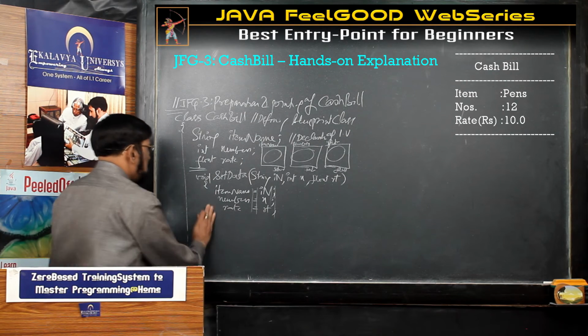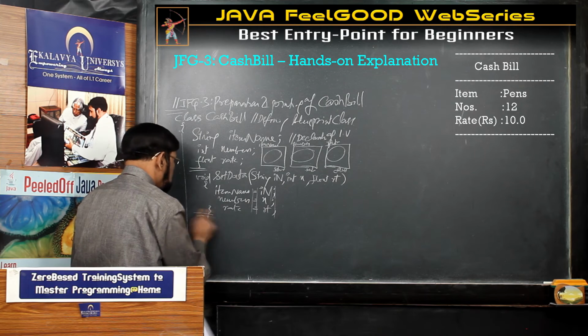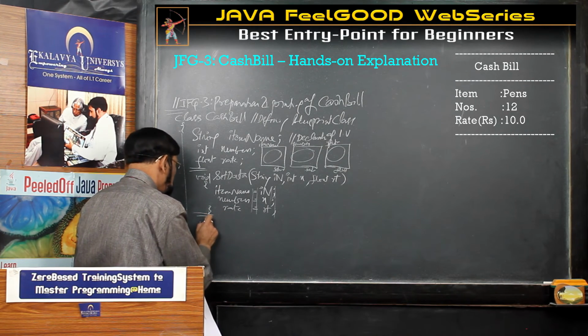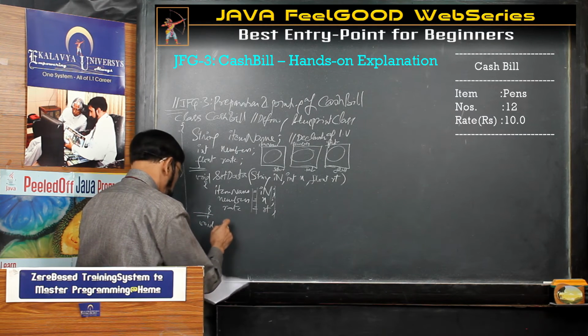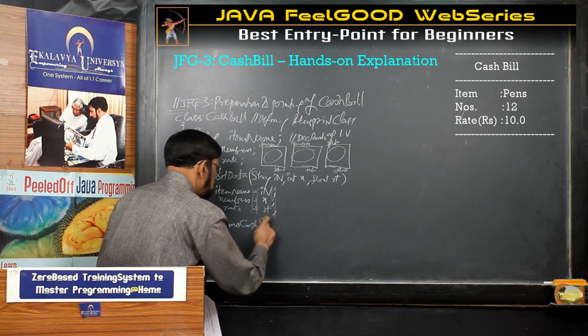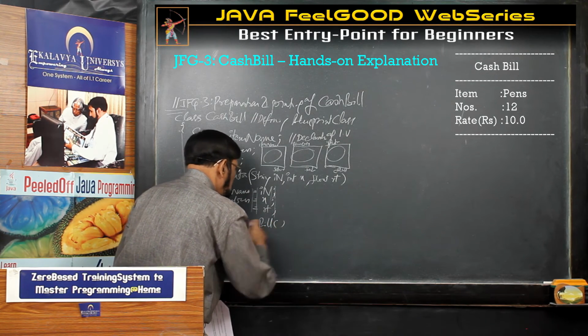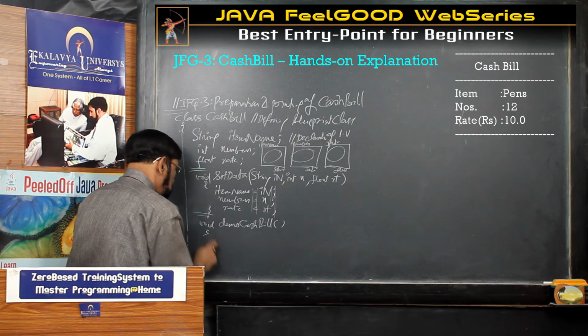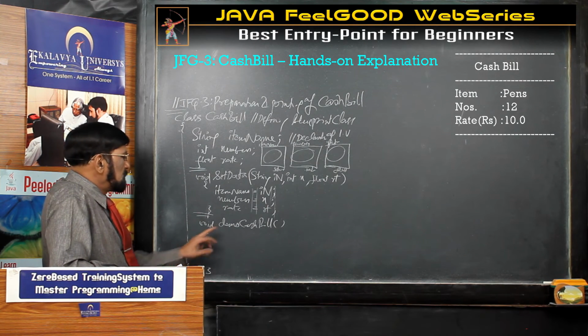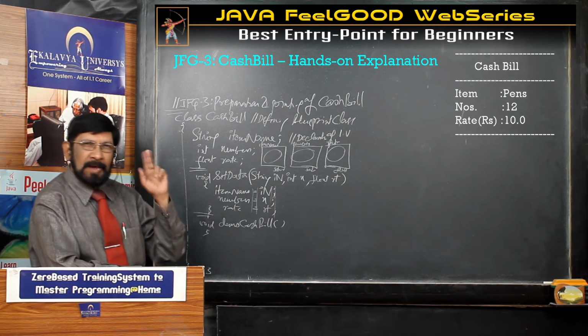Okay. Next, this is over. Next, one line gap you give. Thereafter you have to write void demo CashBill. This is the body, and here you see one point already I told you.